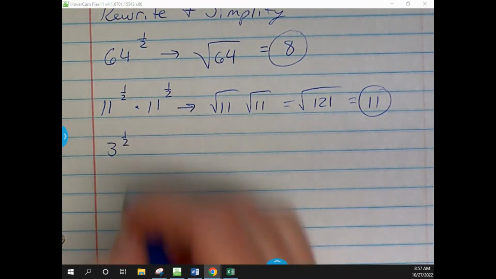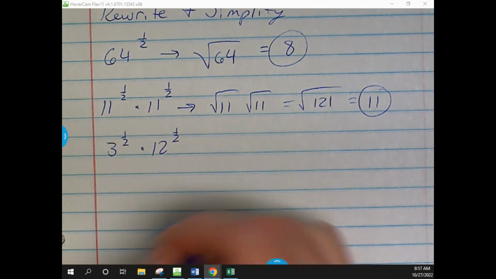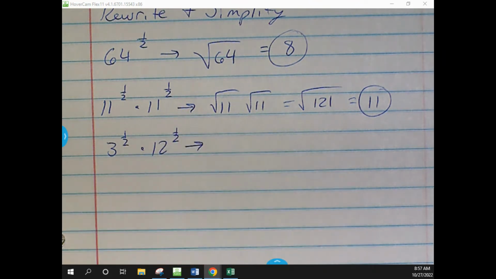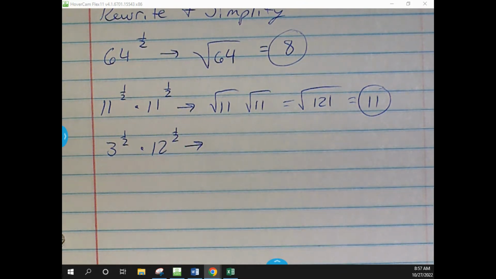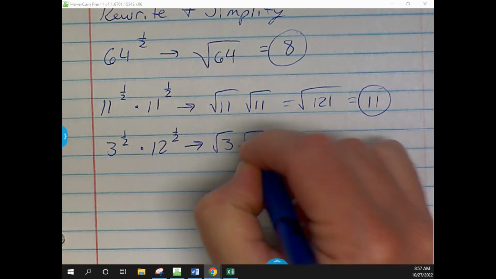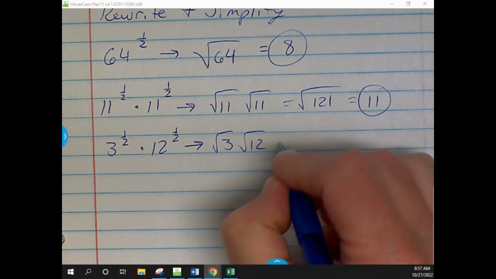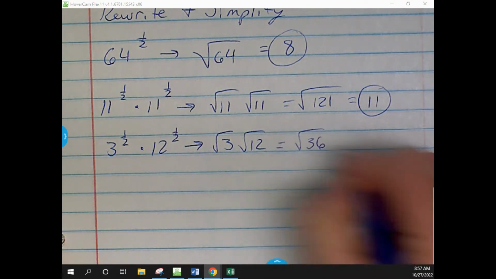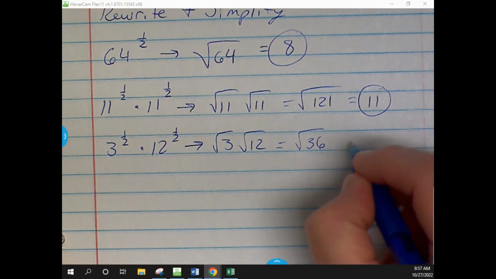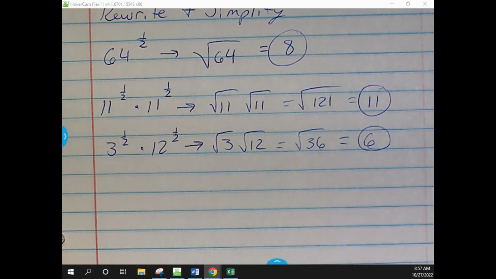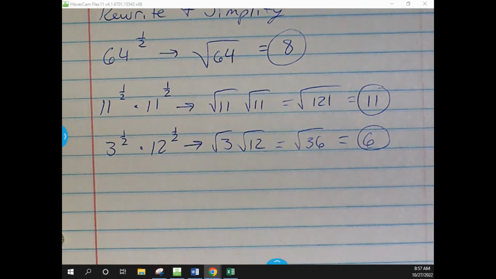All right, so let's go 3 to the 1/2 power times 12 to the 1/2 power. So that's the square root of 3 times the square root of 12, which is the square root of 36. Just 6. It's possible, and we're actually going to do something different here in a second. We'll show you how you can do this differently than just the rewrite and simplify for this part.